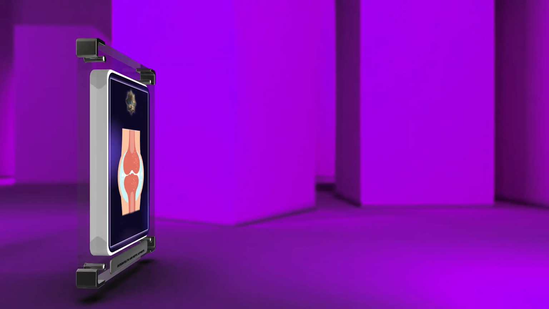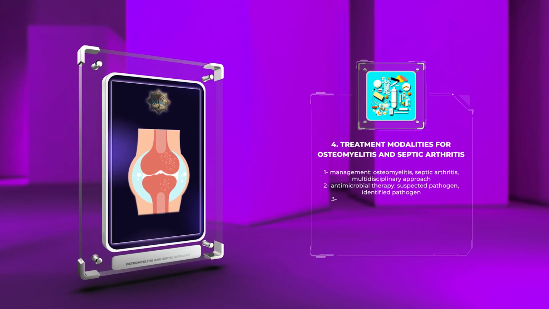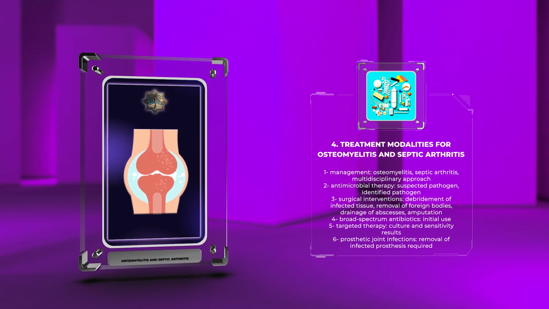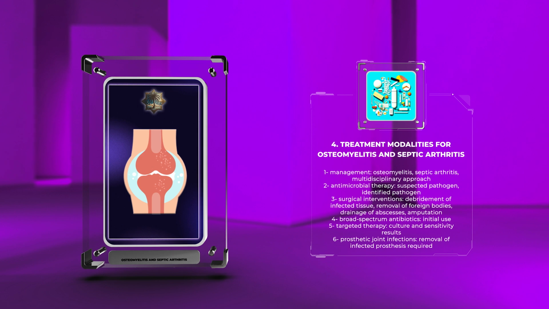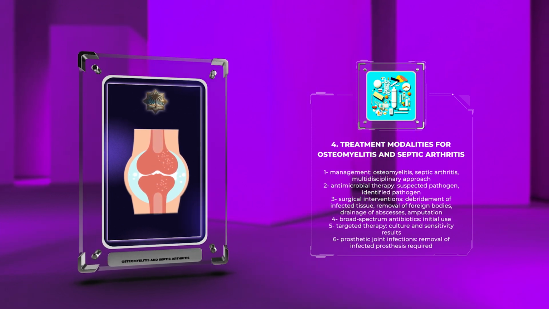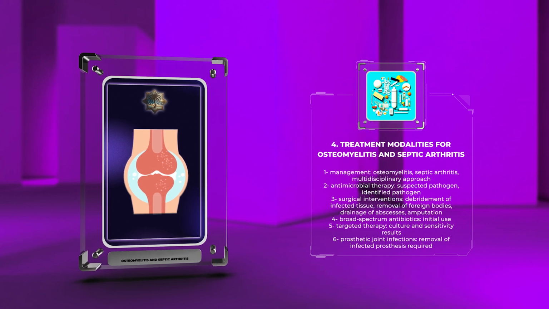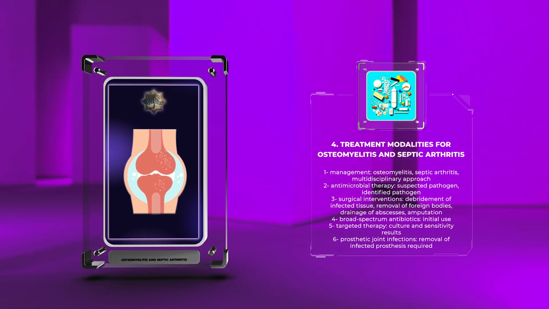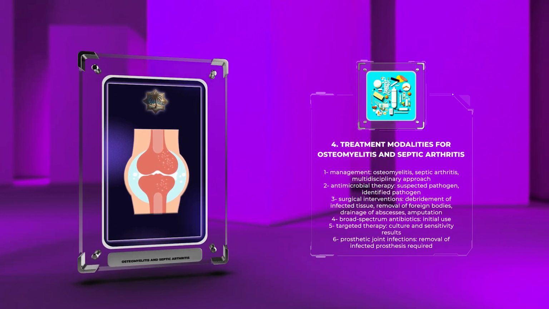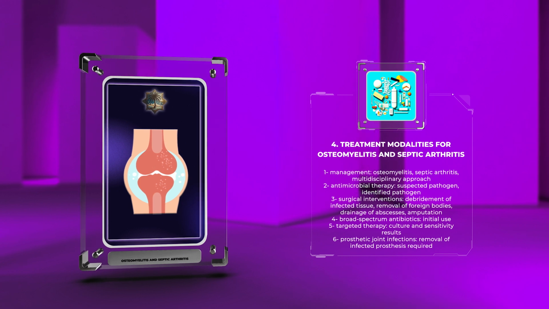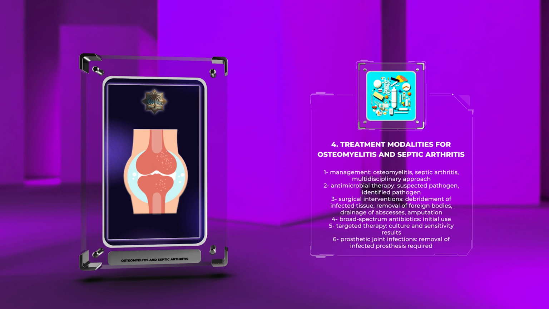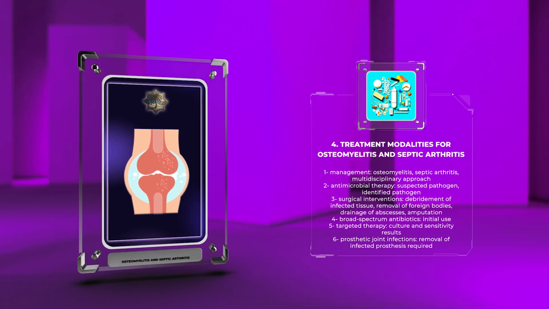The management of osteomyelitis and septic arthritis involves a multidisciplinary approach. Initially, antimicrobial therapy is initiated based on the suspected or identified pathogen, along with appropriate surgical interventions if necessary. Broad-spectrum antibiotics are often used initially, followed by targeted therapy based on culture and sensitivity results. Surgical interventions may include debridement of infected tissue, removal of foreign bodies, drainage of abscesses, and, in severe cases, amputation. In cases of prosthetic joint infections, the removal of the infected prosthesis is often required.